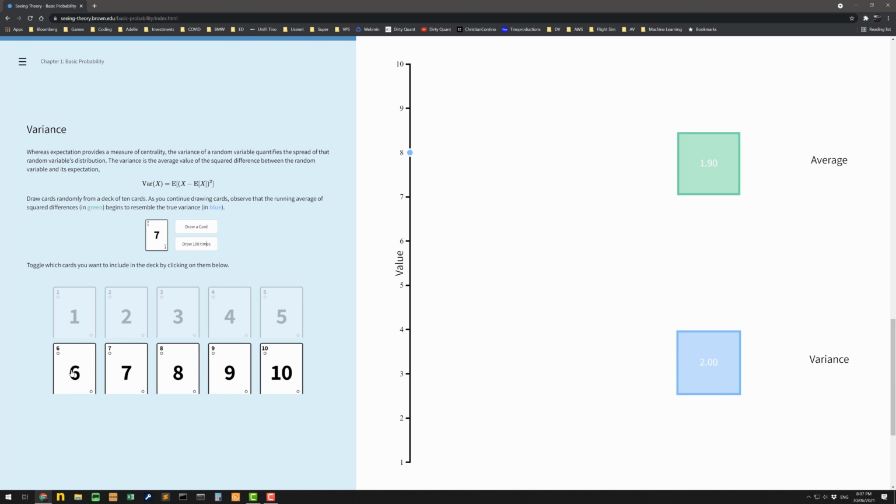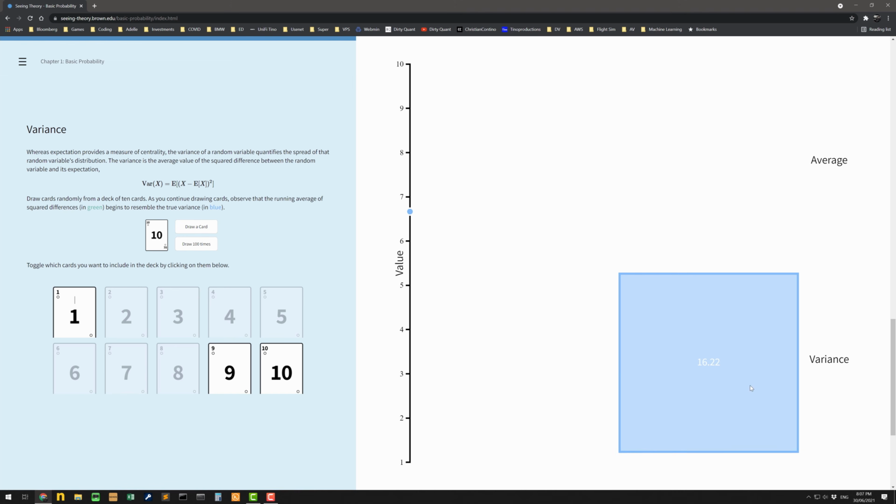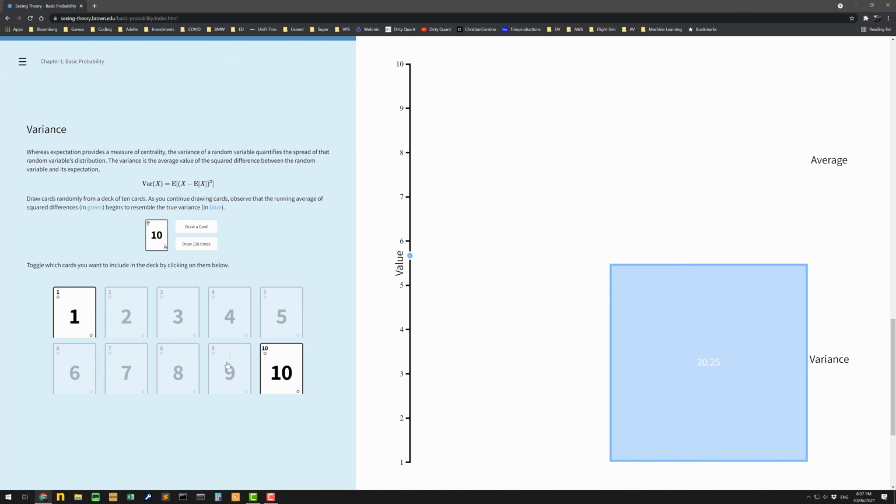There's less possibilities, right? As I have less and less cards, if I just have 9 and 10, the average is like 9.5, right? But obviously the variance is going to be tiny because I can only draw 9 and 10. If I include a 1, that variance now is going to become massive, even bigger.